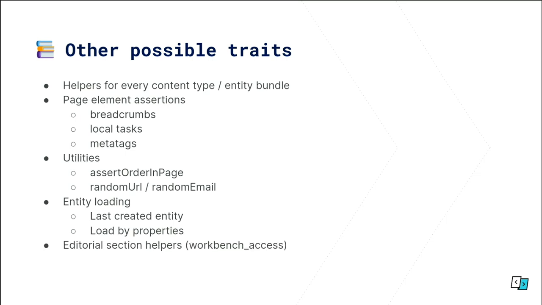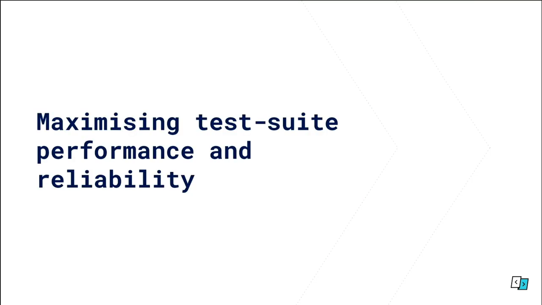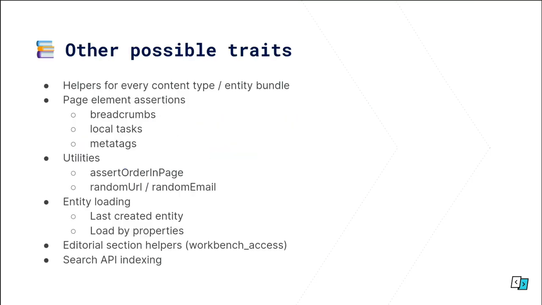Then maybe some editorial section helpers if you're using Workbench Access. Search API indexing if you're using that. And basically, yeah, the list goes on for whatever requirements your project has.